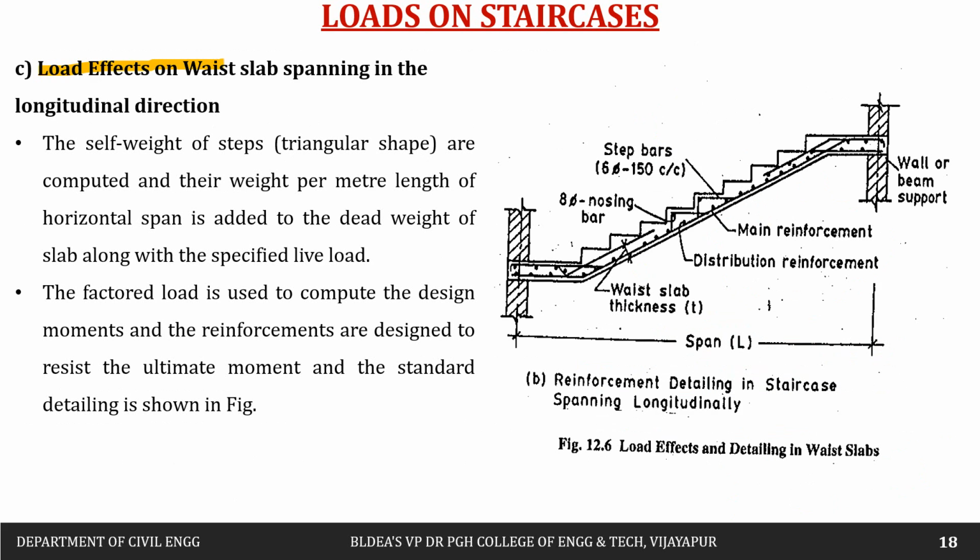Next is the load effect on the slab spanning in the longitudinal direction. The self weight of the steps, which are of triangular shape, is computed. The weight per meter length of the horizontal span is added to the dead weight of the slab. So the dead weight of the triangular portion is calculated and added as dead load additional to the self weight of the slab, along with the live load.